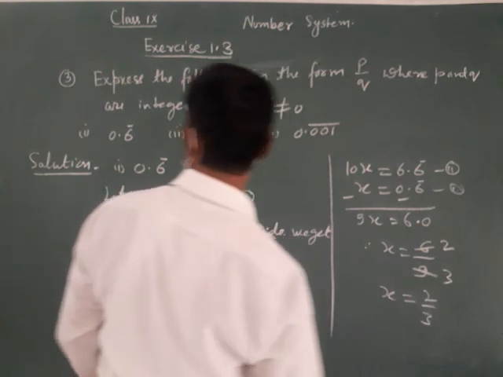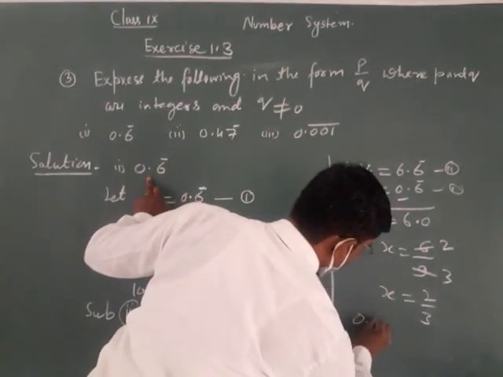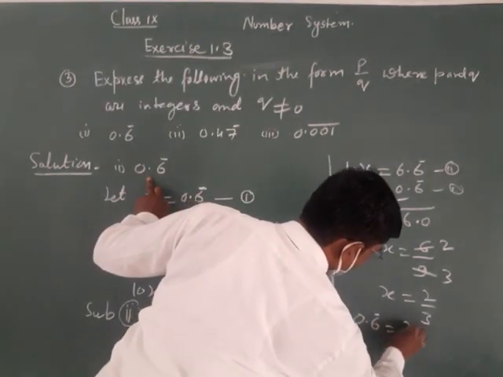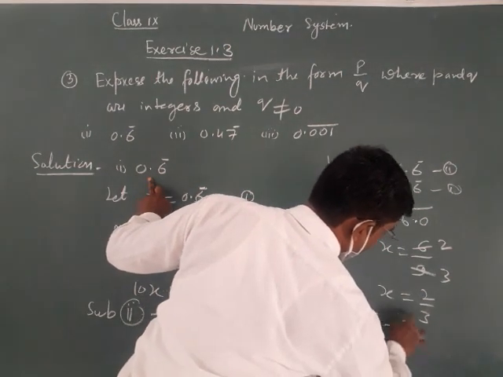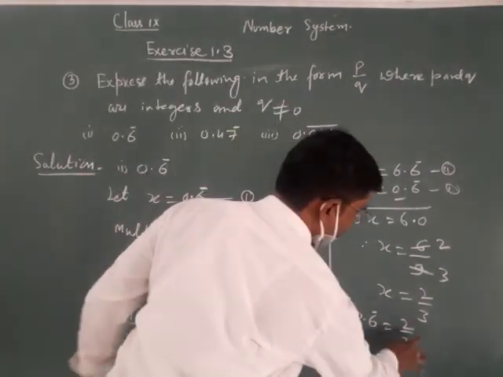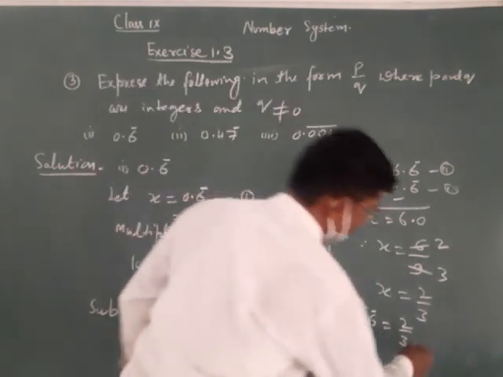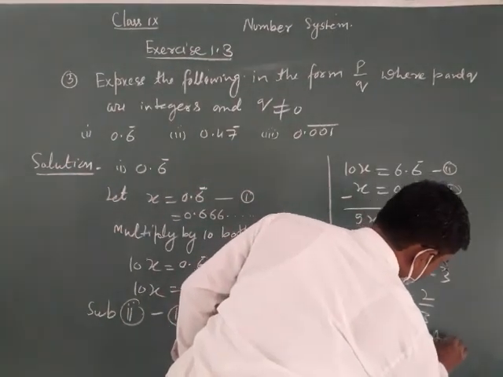So x means 0.6 bar is equal to 2 by 3. Represented in the form of P by Q, Q not equal to 0. So this is the answer.